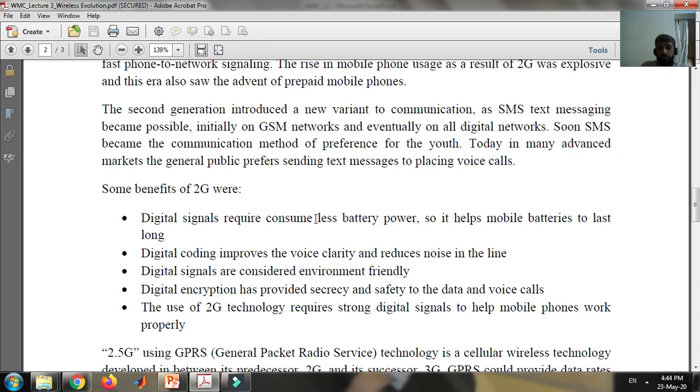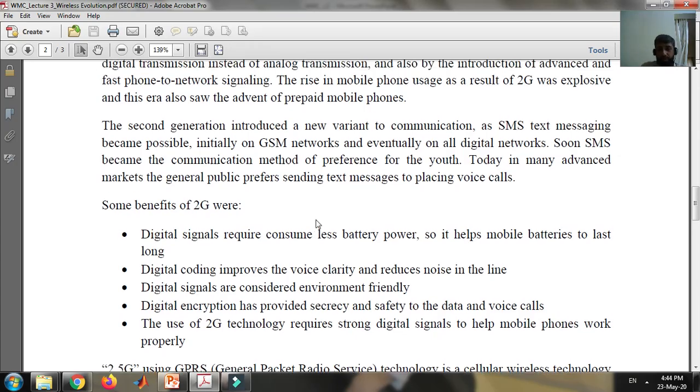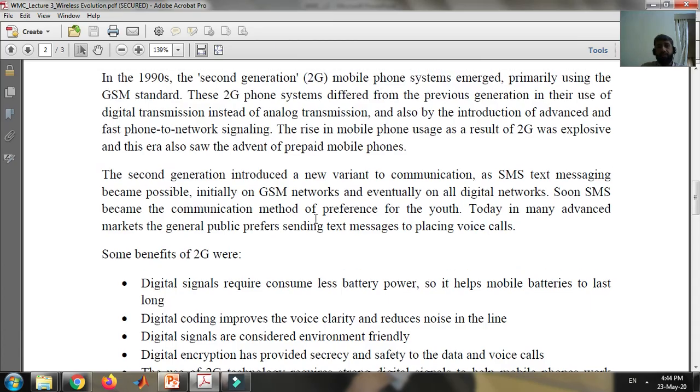The use of 2G technology requires some strong digital signals to help mobile phone networks properly, which is the same thing that we've discussed. The second important thing that was introduced in second generation was the short messaging services, or SMS services. So basically, this text messaging provided an alternate way of communicating with each other.